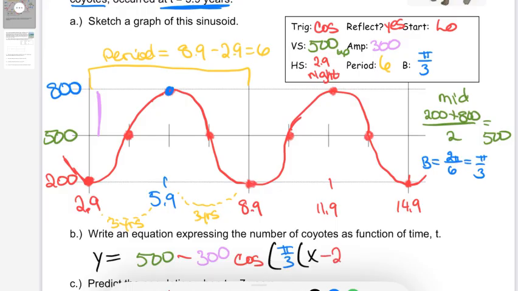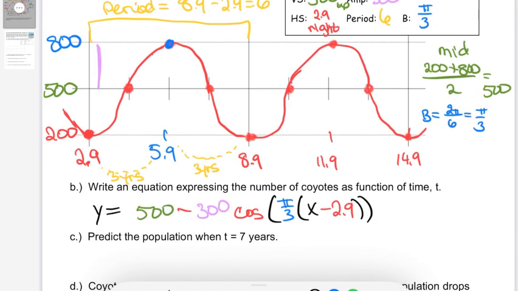So that is a minus 2.9. Again, those insides feel backwards. And this is our equation.